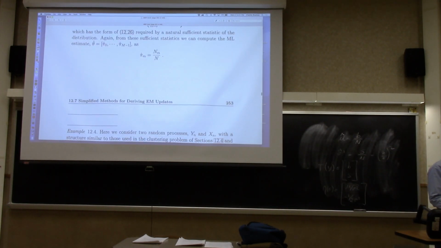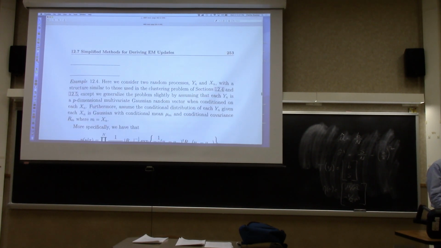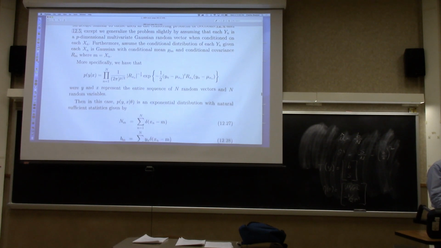And because it's a natural sufficient statistic, you can express the maximum likelihood estimate in terms of it. What do you do? You just divide the number of people by the total, okay? This is the common sense thing any normal person would do, if they know how to divide.